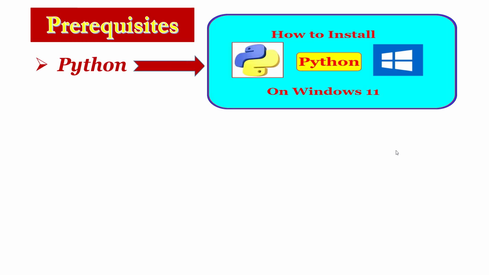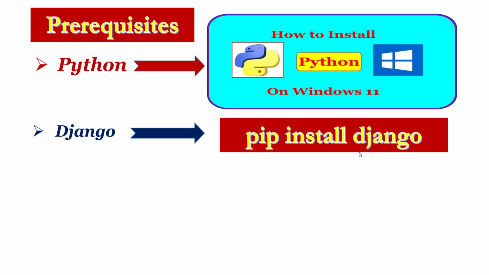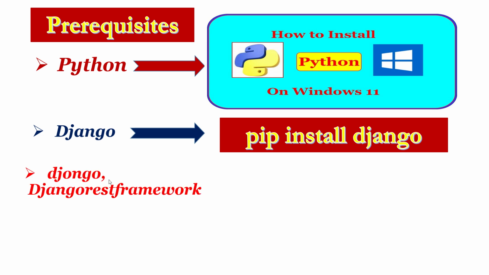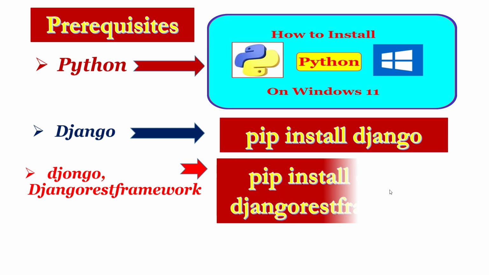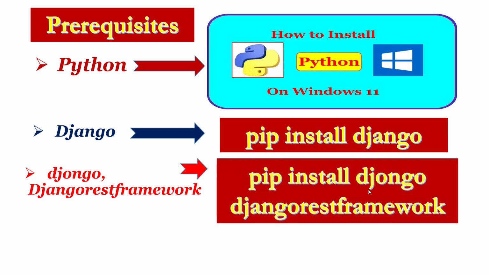So let us see what all prerequisites we need to install for this. First we need to install Python. If you have not installed it, you can refer to my video which will guide you on how to install Python on Windows 11. Next you need to install Django. This is the pip command through which you can install Django. Django is a framework to do web development in Python. Next we need to install the MongoDB adapter for Django, and to install this we can use this pip command, and this is the Django REST framework.